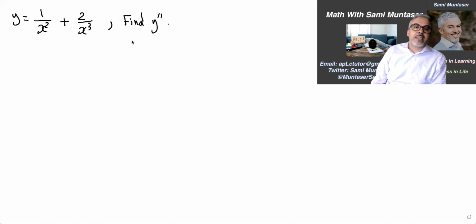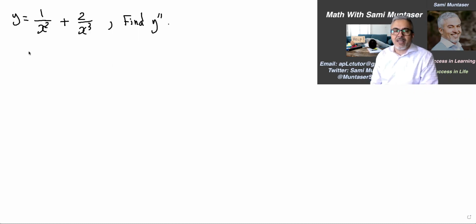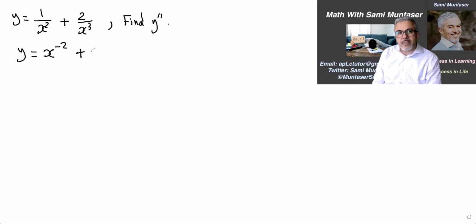So here's another question. They're giving you this. They say find y double prime. Again, we have an x squared on the bottom. It's better to bring it to the top and make the exponent negative. Otherwise, you're going to have to do the quotient rule, and it's the derivative of 1 is 0 and all of that stuff. But what we advise students to do here, first thing, change this into x to the negative 2 plus 2x to the negative 3.